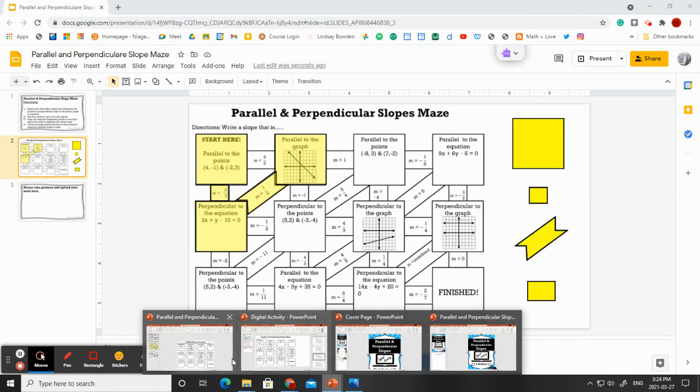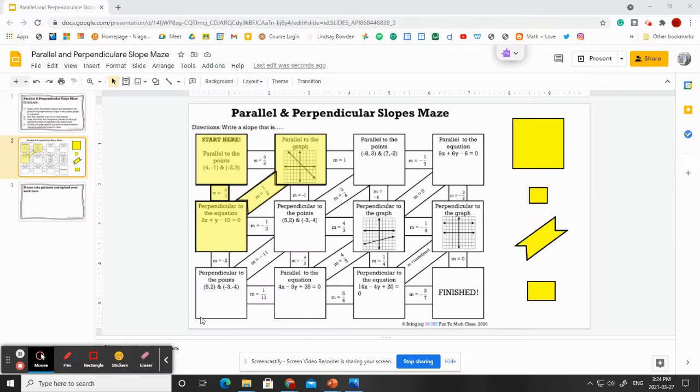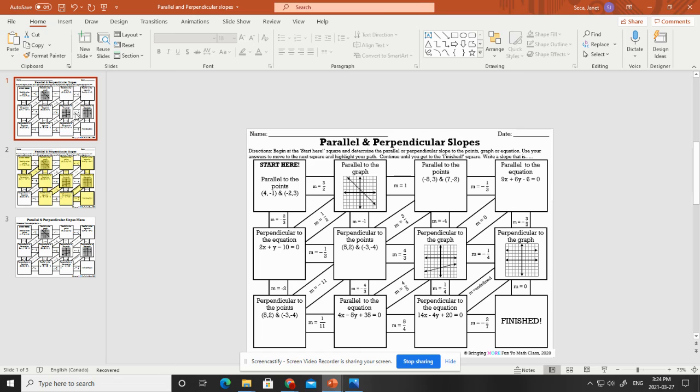Also in this download, there is an actual paper version of this that you can print out. This is what it looks like. It has the directions on there. Begin at the start here square and determine the parallel or perpendicular slope to the points, graph, or equation. Use your answers to move to the next square and highlight your path.